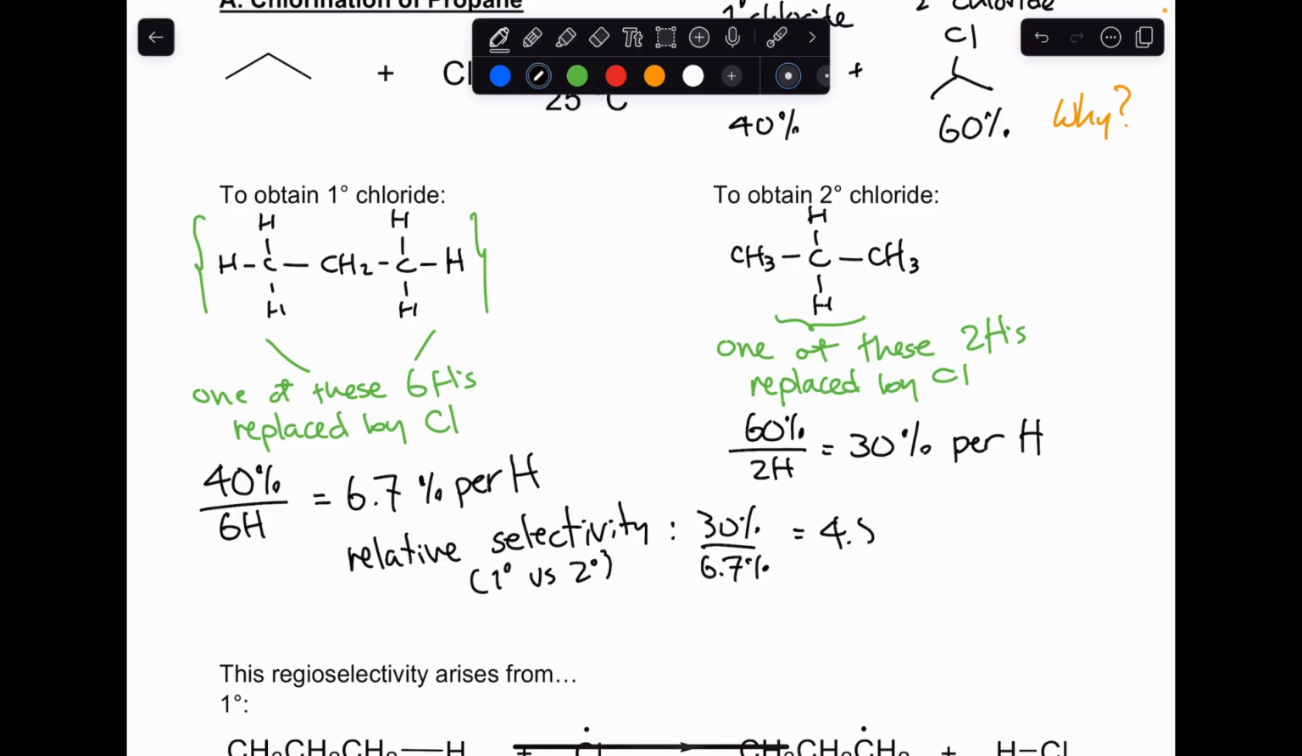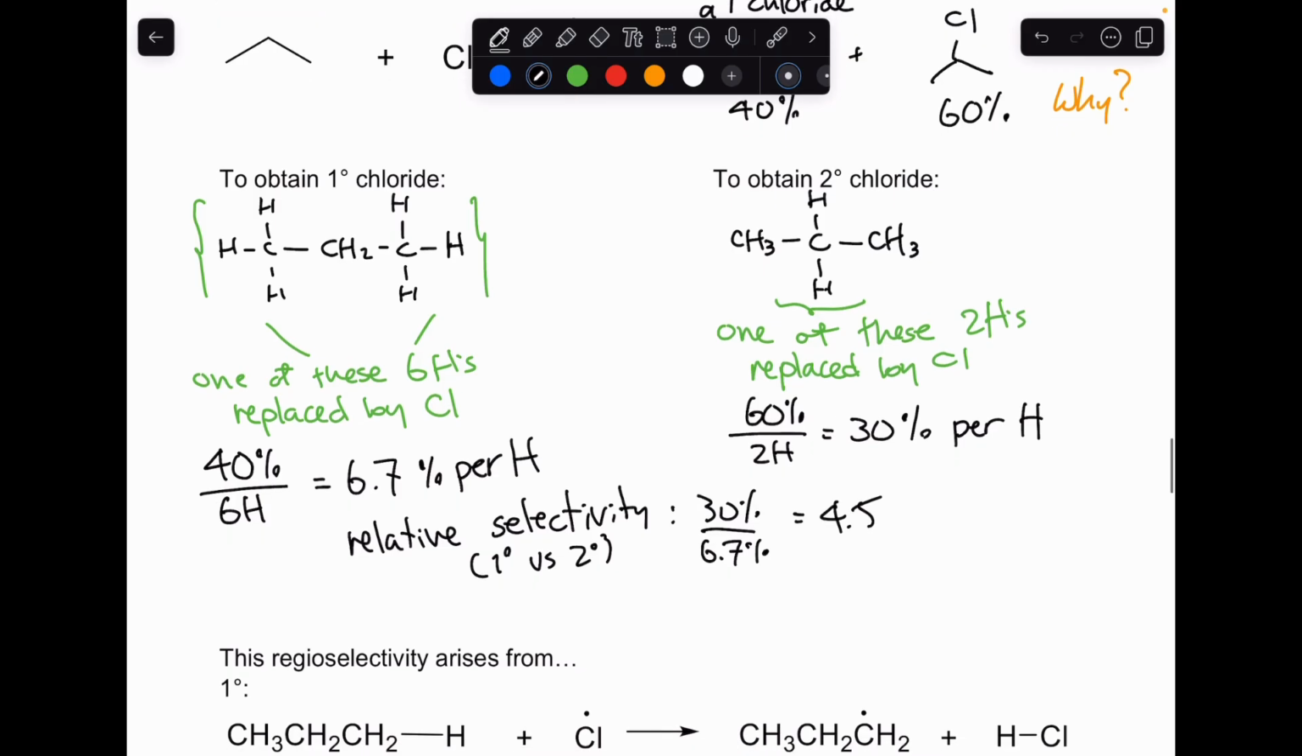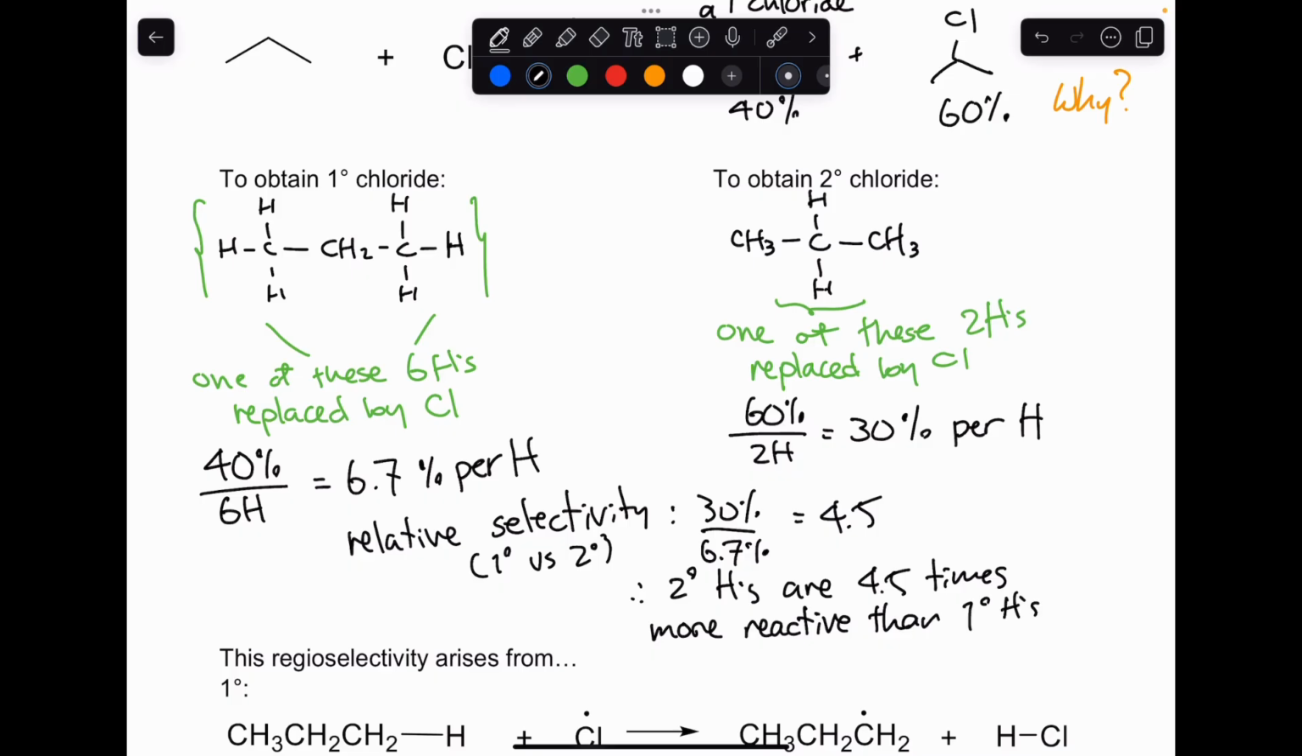What does that mean? Well, that means we're saying that secondary hydrogens are 4.5 times more reactive than primary hydrogens in chlorination. Radical chlorination, that is, that's initiated by light. Okay, so that's our conclusion.